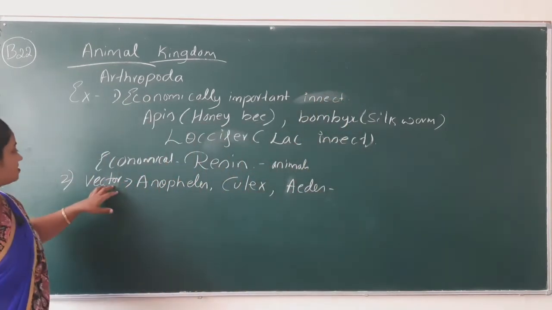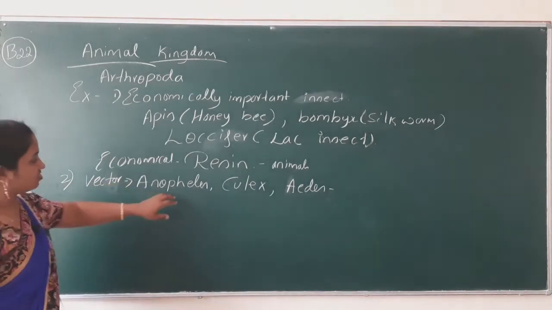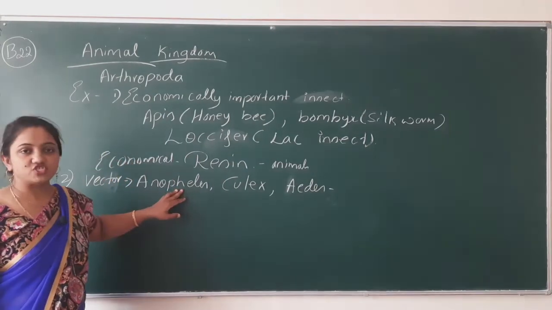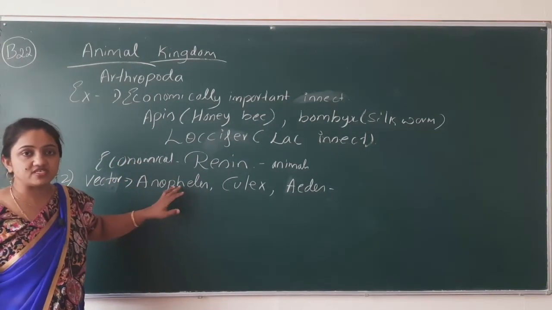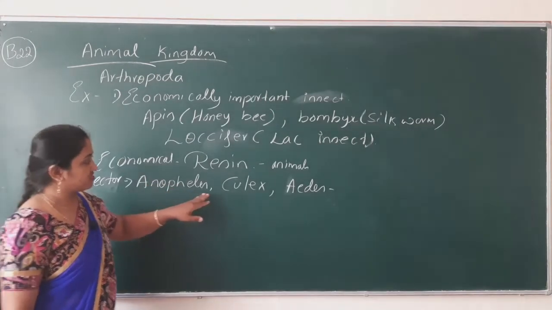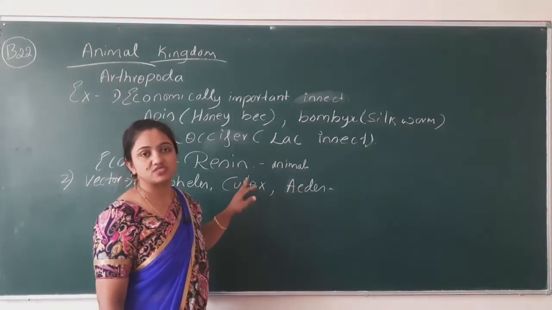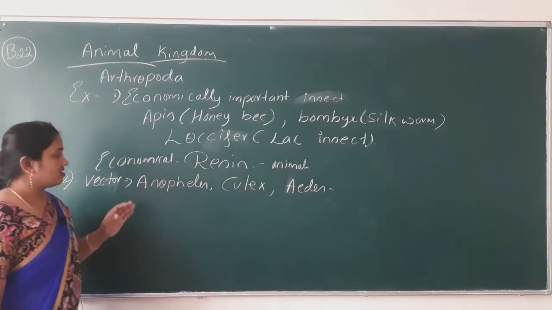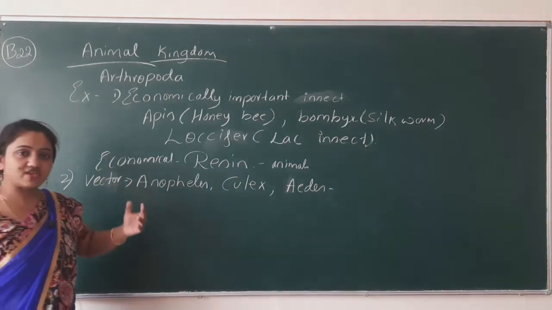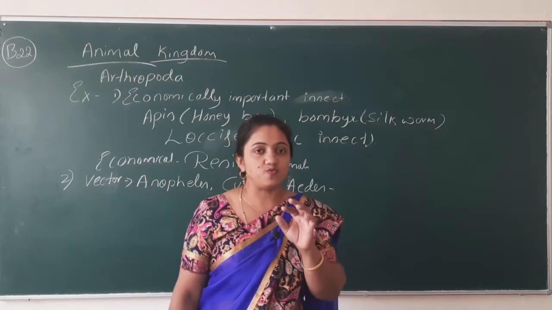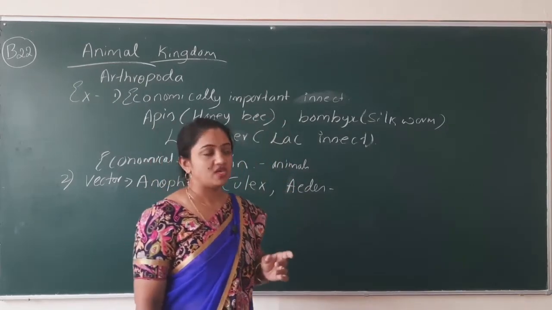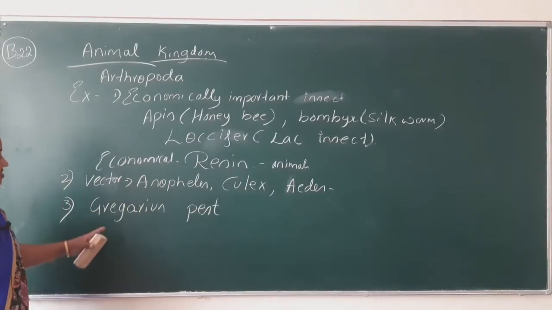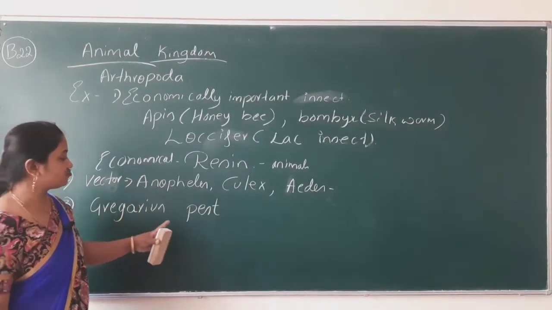And the vector insects are Anopheles, Culex and Aedes. Anopheles is the mosquito which spreads disease. Which type of disease does it spread? Malaria. Culex also causes diseases, and Aedes. So all these are the vectors which carry the disease from one person to another, from an infected person to a healthy person.